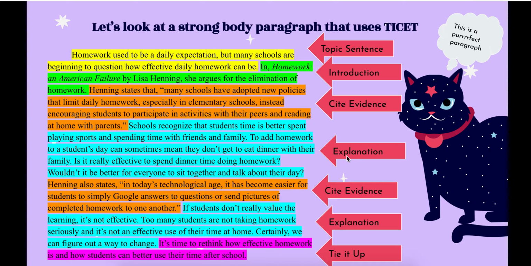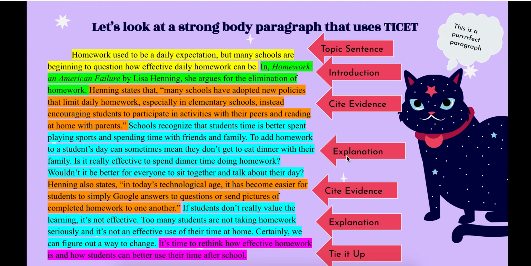So what does this sound like? Here's our topic sentence: "Homework used to be a daily expectation, but many schools are beginning to question how effective daily homework can be." Introduce where you're getting your evidence from: "In "Homework, An American Failure" by Lisa Henning, she argues for the elimination of homework." We have to cite some evidence: "Henning states that, quote, many schools have adopted new policies that limit daily homework, especially in elementary schools, instead encouraging students to participate in activities with their peers and reading at home with parents."